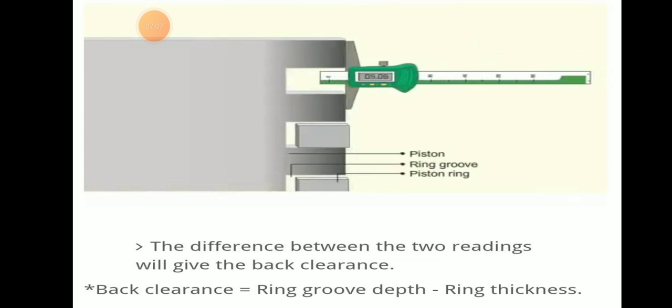The difference between the two readings will give the back clearance. Back clearance will be equal to ring groove depth minus ring thickness. So, 6 different points we take the reading, and the difference between the two readings gives the back clearance. This is how we can measure the back clearance.